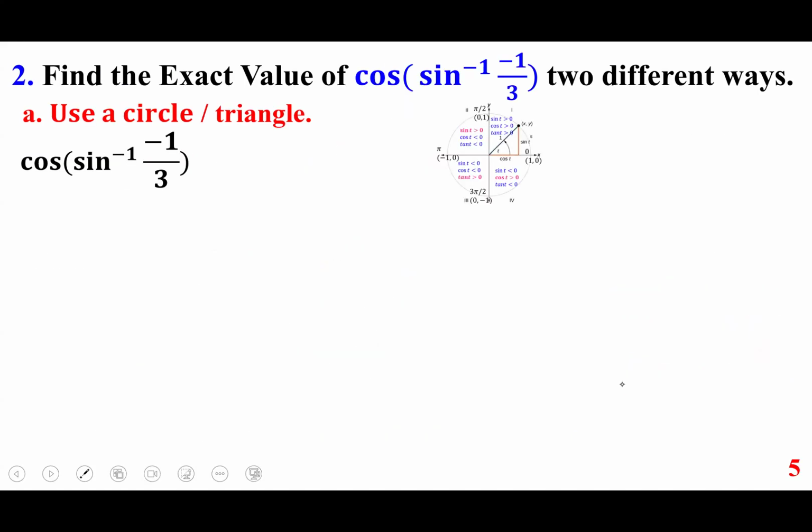We want to find the exact value of cosine of sine inverse of negative 1/3, and we're going to look at it two different ways. We're going to use circles and triangles, or we can use identities. So we are interested in finding cosine of sine inverse of negative 1/3. Sine inverse of negative 1/3 is some angle, some arc. So we let it be theta or alpha or gamma, which means we now want cosine of theta. That's the meaning of it, everybody.